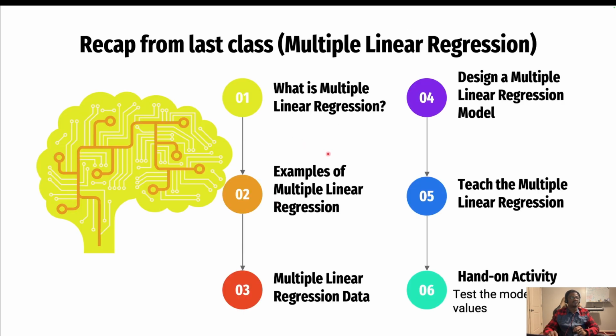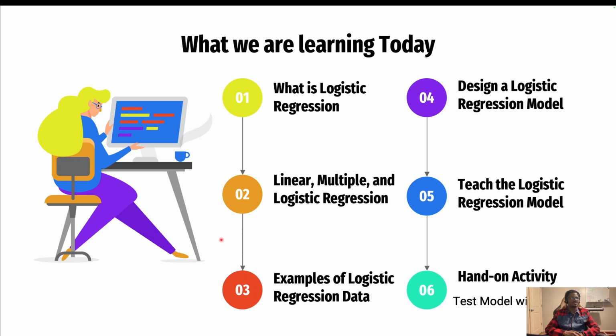So the first thing that we always do is to have a recap of what we did last week. Last week we looked at multiple regression. We defined it and saw the difference between multiple regression, multiple linear regression, and just linear regression. We did some examples, then we wrote a model for weather forecast. If you have not seen it and this is your first time, please go and watch that. And then we did some hands-on activity to test our model, testing the model with values. Okay, sounds good. So now let's go through what we have today.